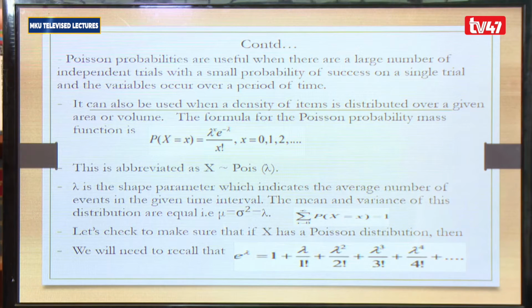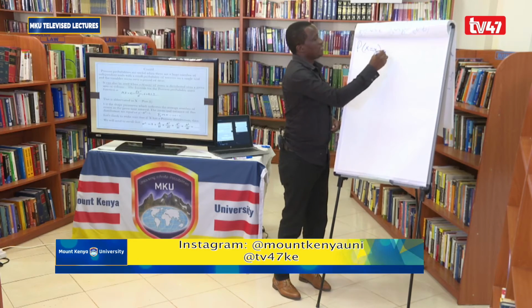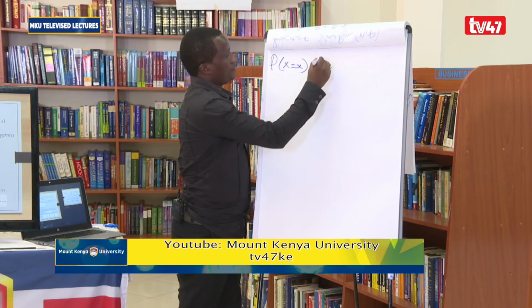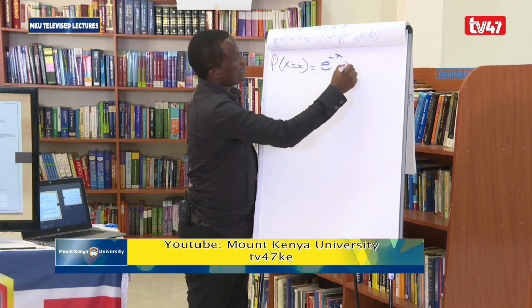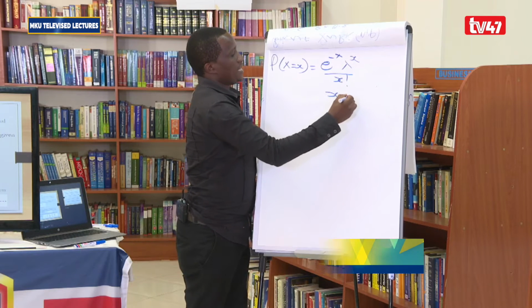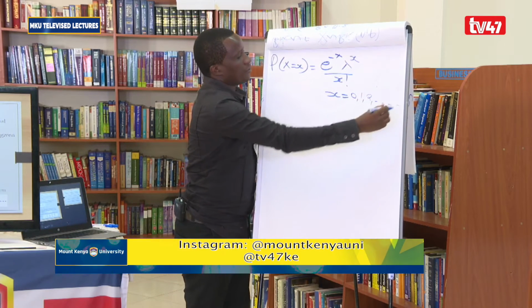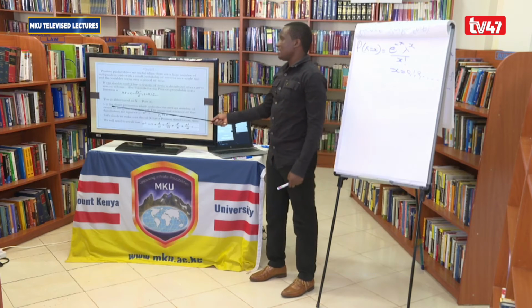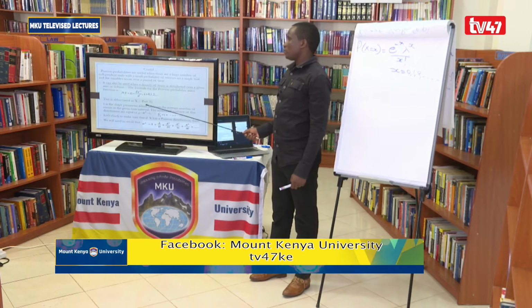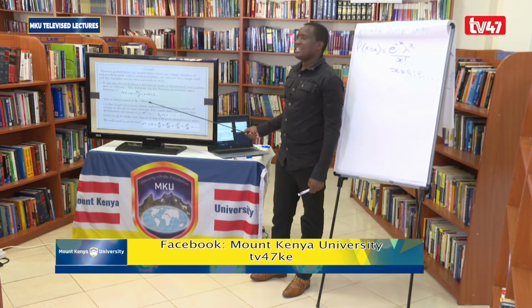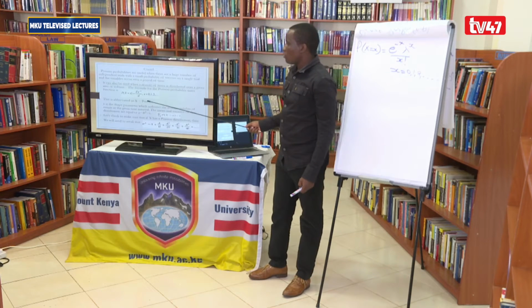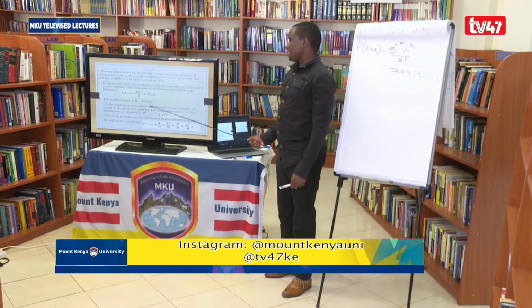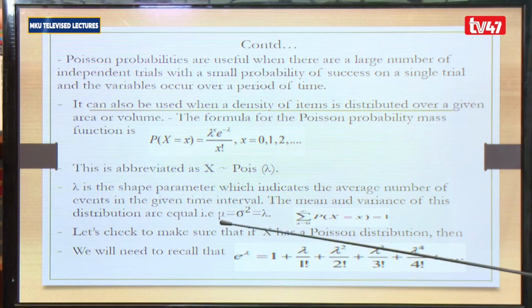The formula for the Poisson distribution: if you're using the Poisson distribution to model a certain random variable, then the probability that X equals x is given by e to the negative lambda, lambda raised to power x all over x factorial, and x starts from 0, 1, 2, all the way to infinity. We normally abbreviate such a distribution as X follows Poisson with parameter lambda. This is like the number of calls arriving at a call center per minute or per hour. Lambda is the shape parameter which indicates the average number of events in a given time interval.